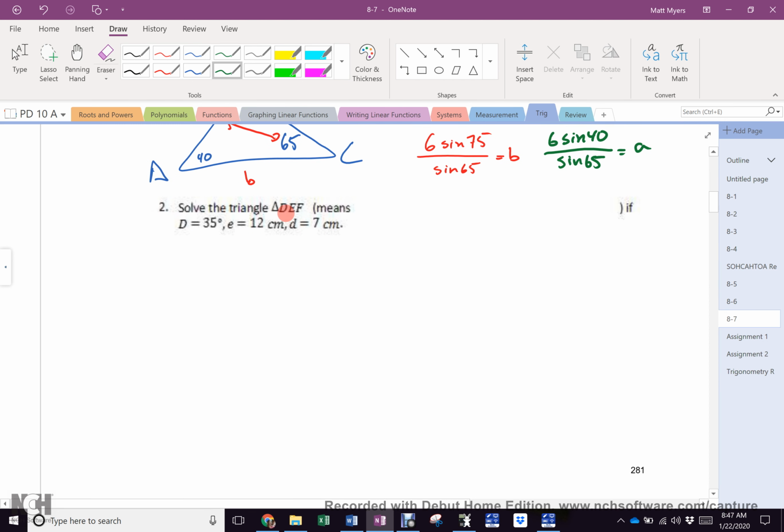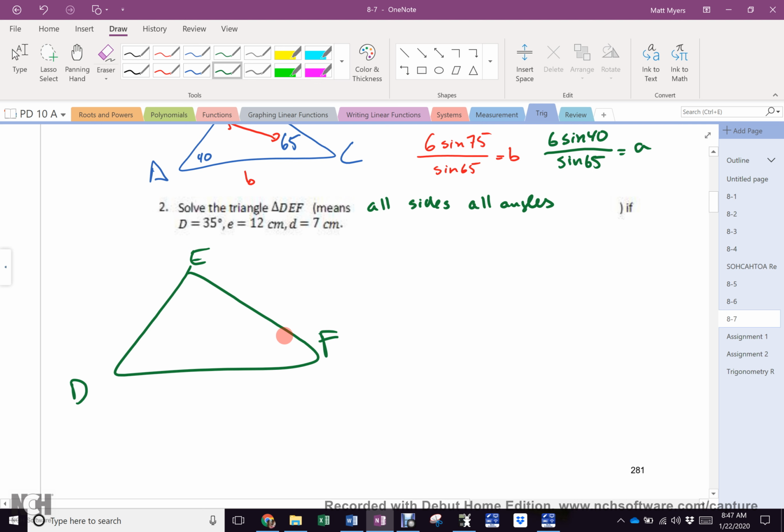Oh, triangle DEF. What does that mean? One of the sides is going to be little e. What does solving a triangle mean? Complete it. All sides. All angles. Let's go. Does it matter that that doesn't look right? No, not at all. 35 degrees. Lil E, 12. Lil D, 7.